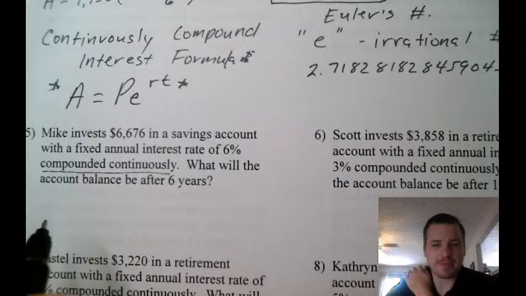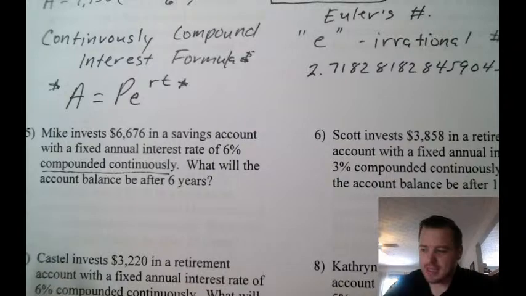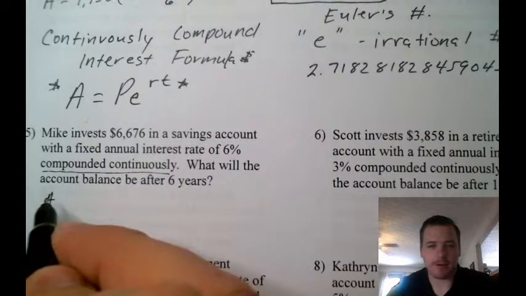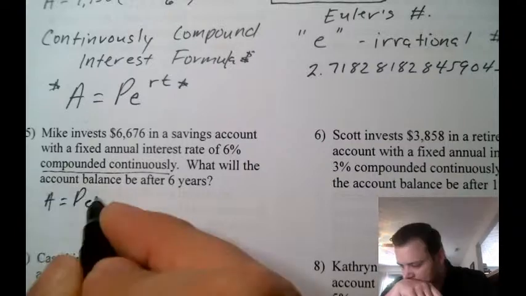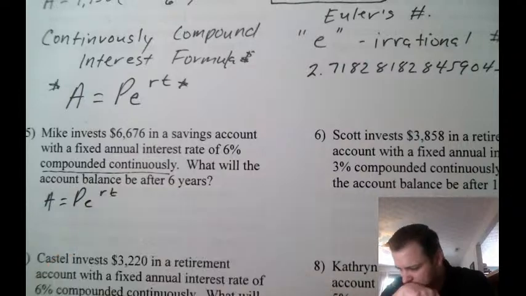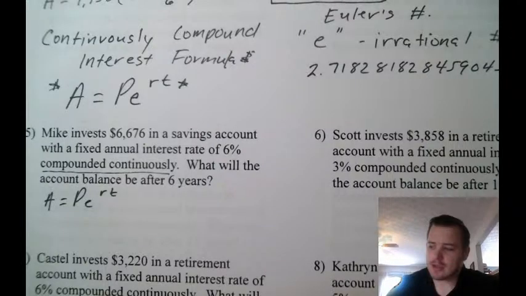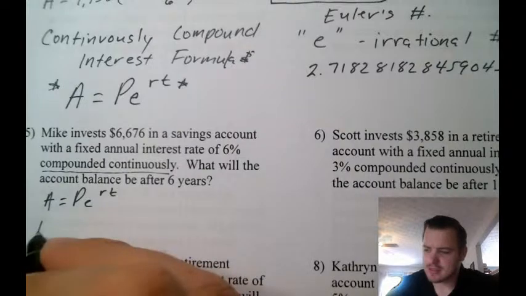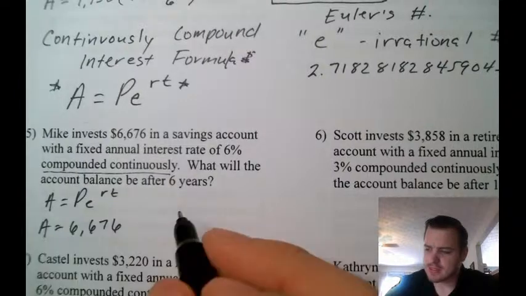All right, so here we go. We're just going to type this in. A equals P E to the RT power. Okay, so here's what we're dealing with. A is equal to our principal, 6,676, times E, the rate, always write it as a decimal, 0.06, times 6 years.